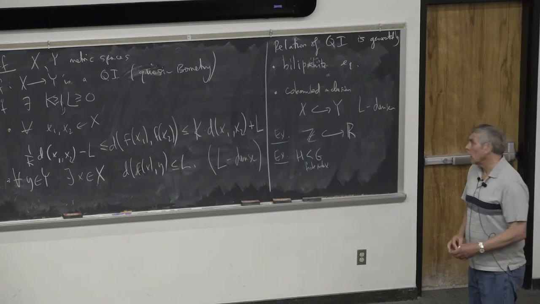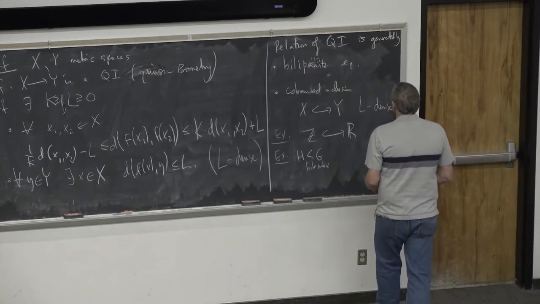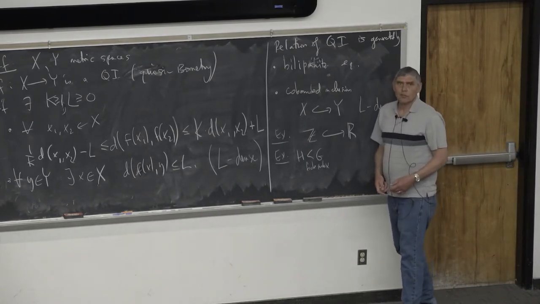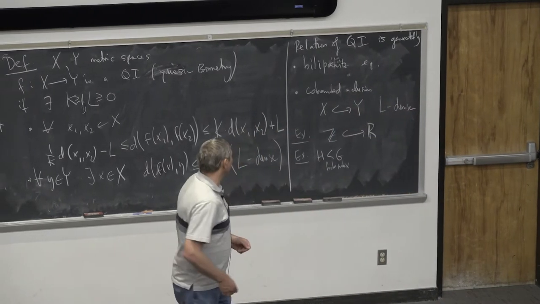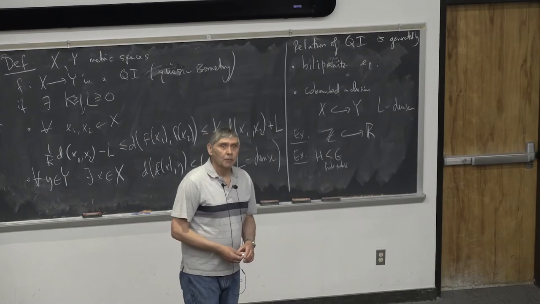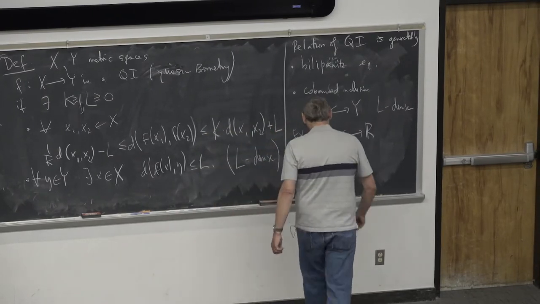It's an equivalence relation, yeah. So metric spaces, of course the collection of metric spaces is not a set, so there are some issues. But anyway, it is symmetric and transitive. Okay.